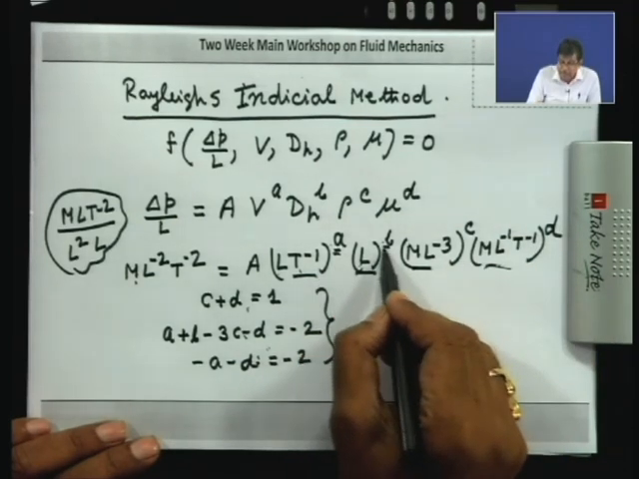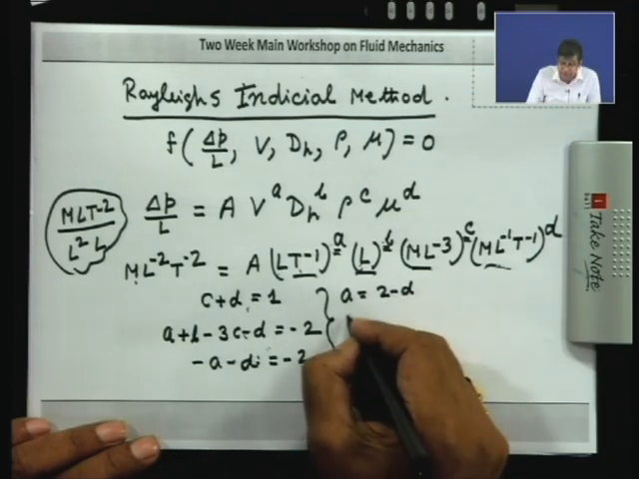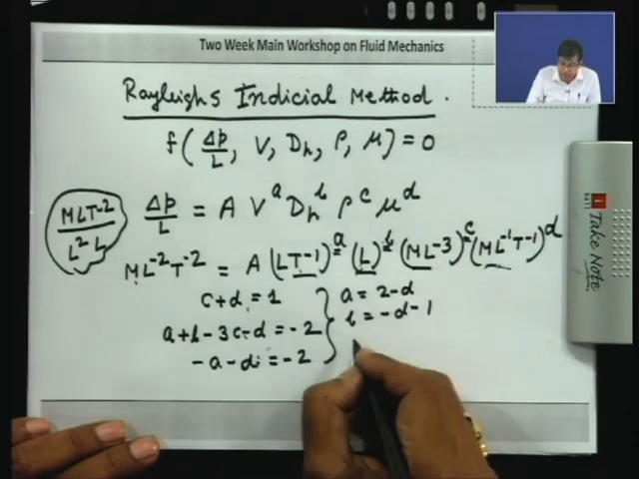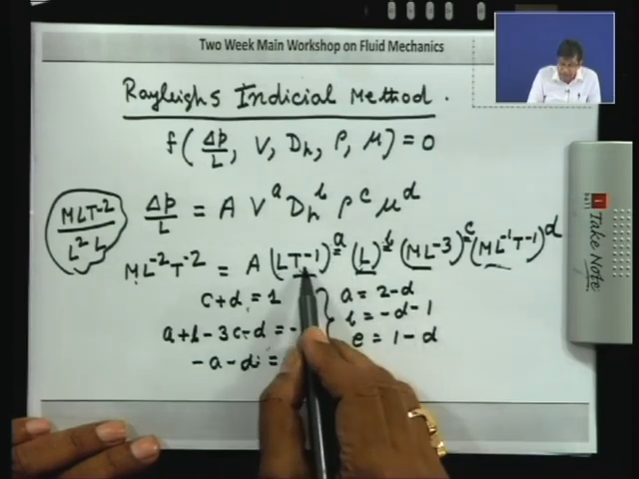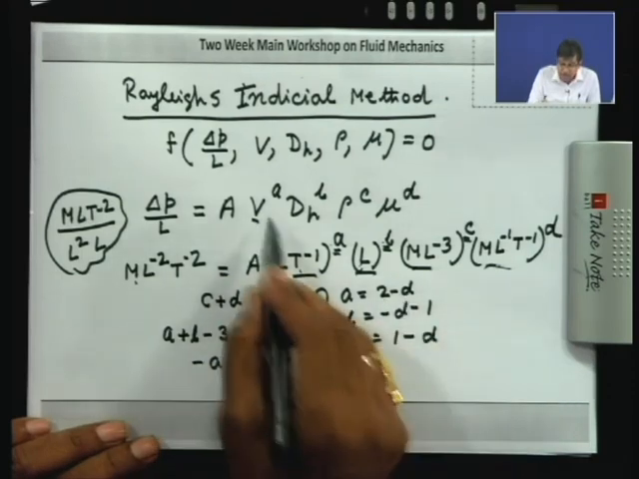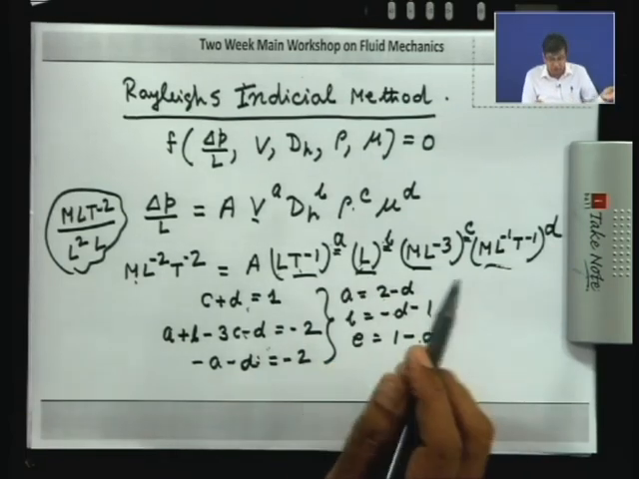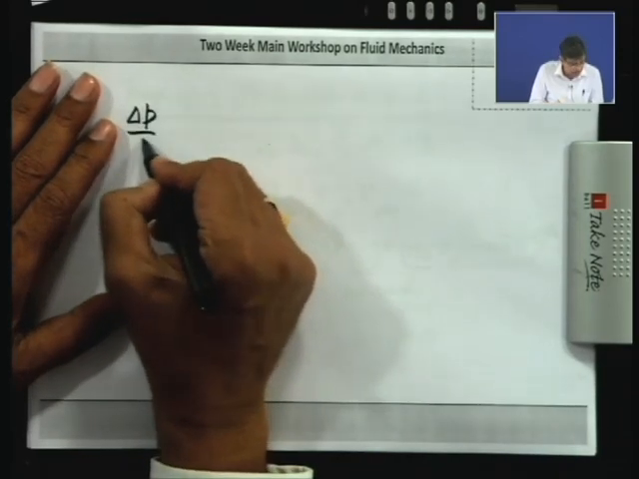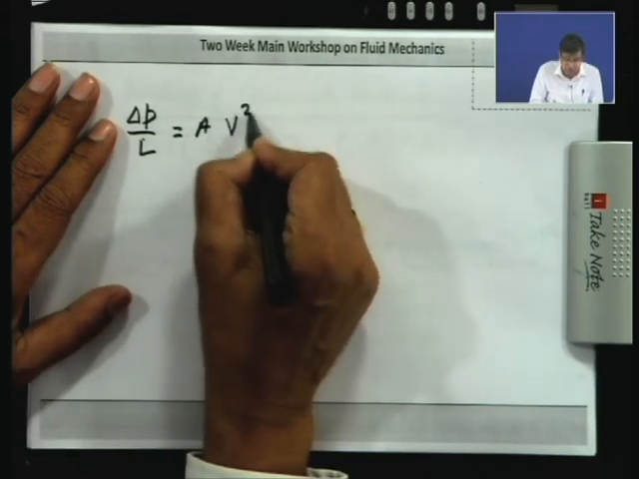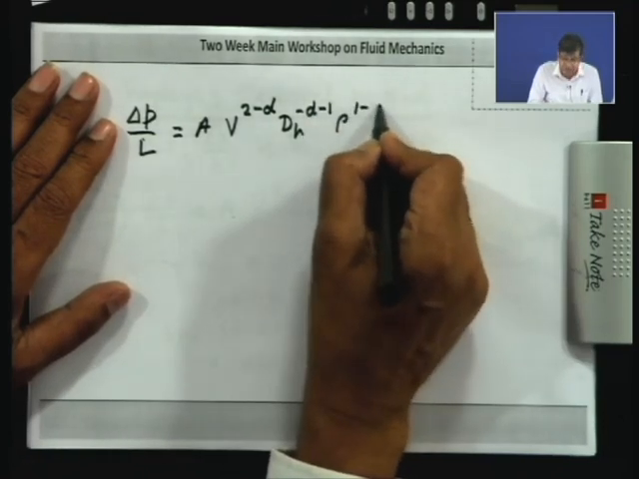If we do that, for example, A, B, C in terms of D, then you get A is equal to 2 minus D, B is equal to minus D minus 1, C is equal to 1 minus D. And if you put all in terms of this D, that here V to the power 2 minus D, DH to the power minus D minus 1, then rho is also 1 minus D and mu D. If you put that, then you get delta P by L is A into V to the power 2 minus D, because A is 2 minus D, B is minus D minus 1, very simple, C is 1 minus D and mu is D.